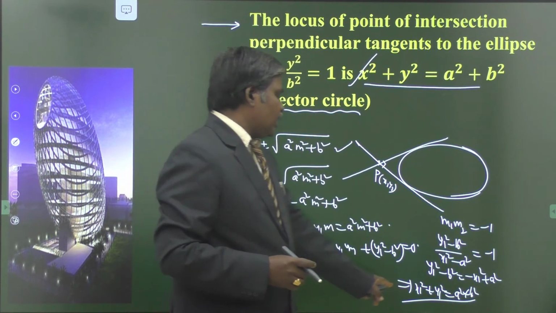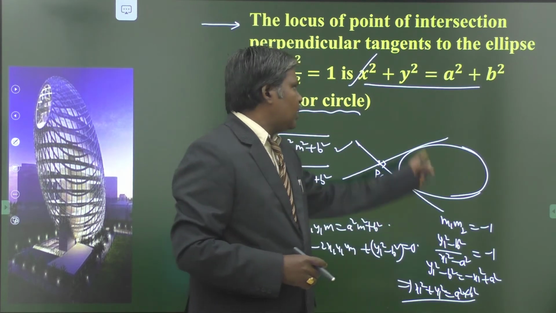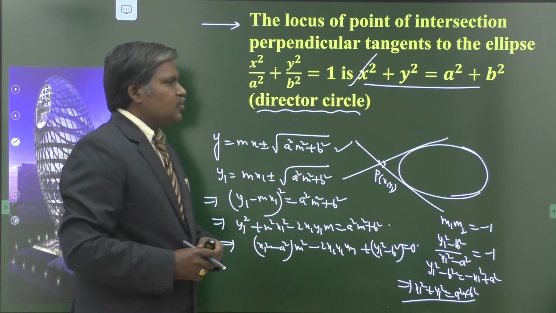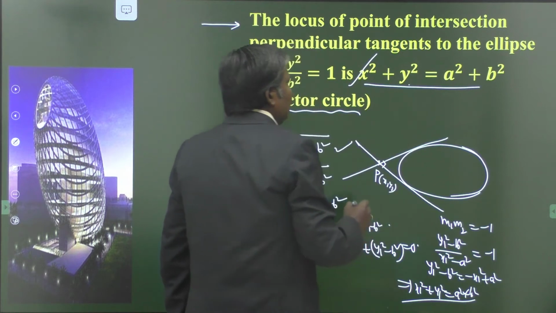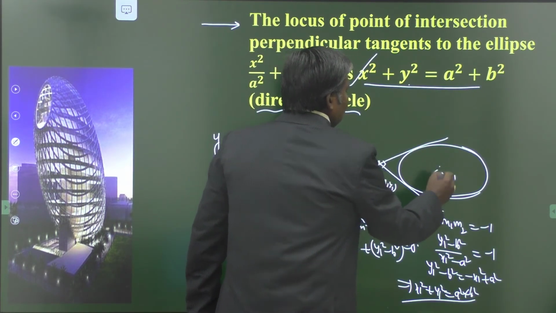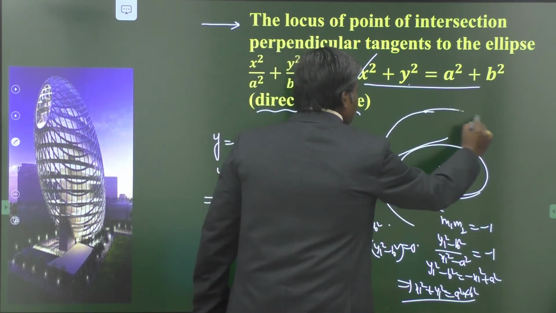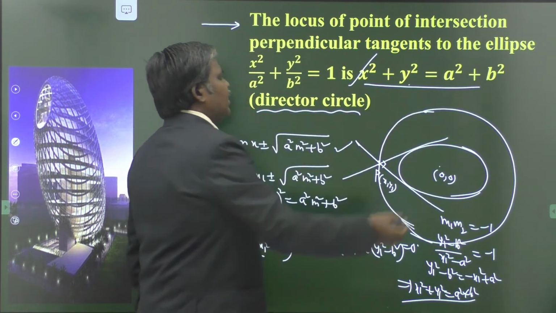On cross multiplying we get this condition. This is for all x1, y1. So generalizing, we get the locus as x square plus y square equals a square plus b square. So is it a circle or not? It represents a circle with center at 0, 0. This coincides with the center of the ellipse. So this is the concentric circle. This is the director circle.